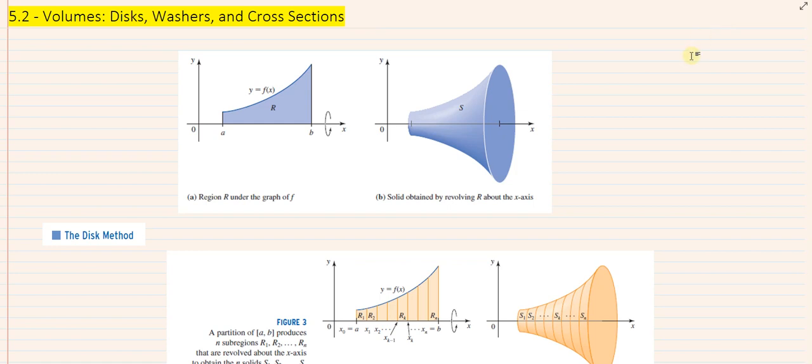In section 5.2, we're going to talk about finding volumes of solids of revolution. We can use three methods in this section: method of disks, washers, and cross sections.